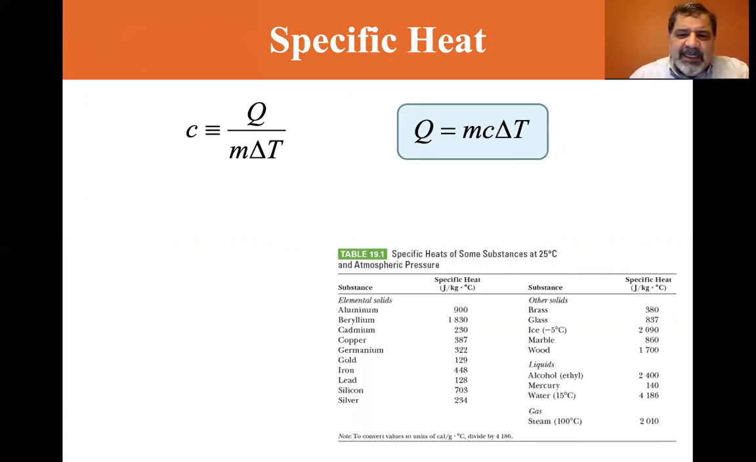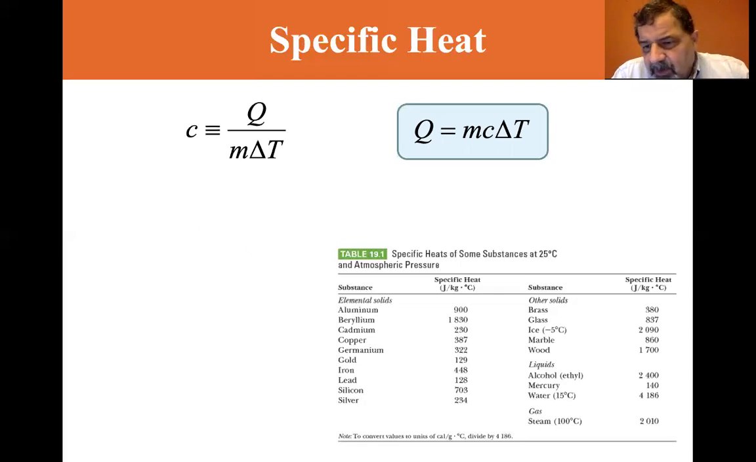And here are some specific heats in the table here. Aluminum 900, beryllium 1,830, cadmium 230, copper, and so on. You can see lead is very low, 128. And then we have other solids, brass, marble, ice is 2090. Liquids, water is 4,186. So it's the highest specific heat on this table.